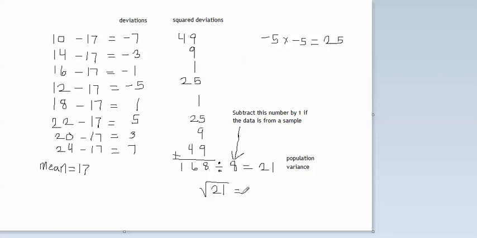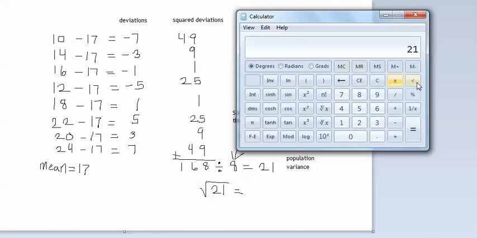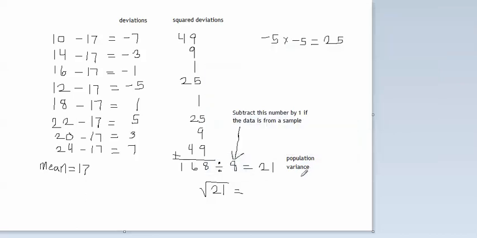Standard deviation is the square root of the variance. So the square root of 21 is 4.58. I said it's okay to round it to 1 decimal place, so we would round up to 4.6. And this would be our population standard deviation.